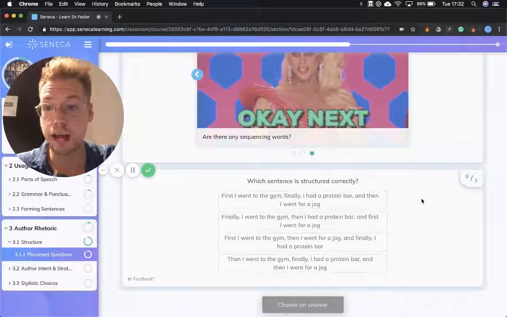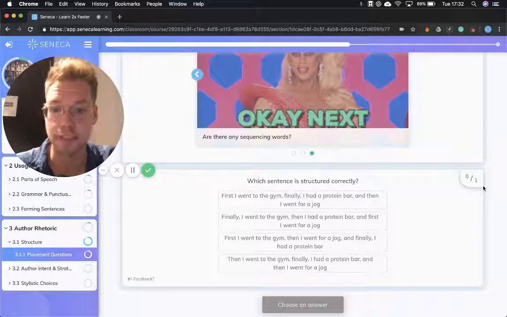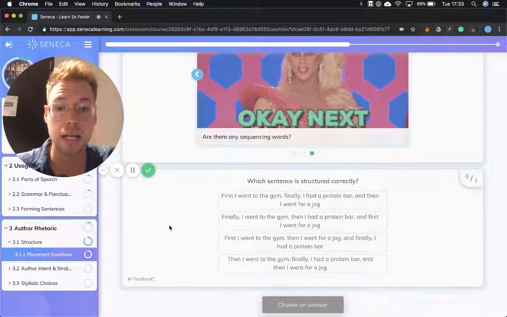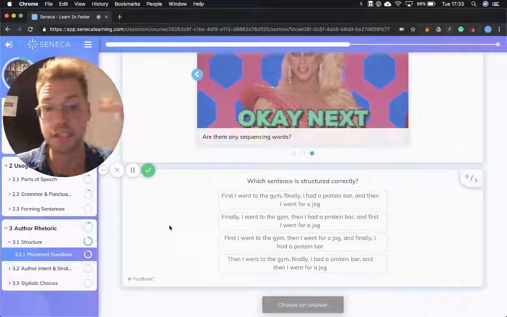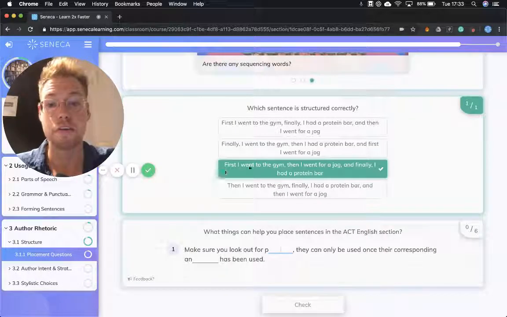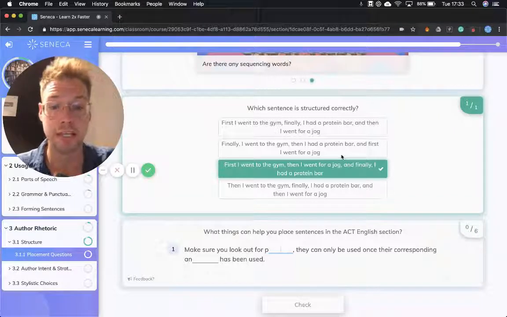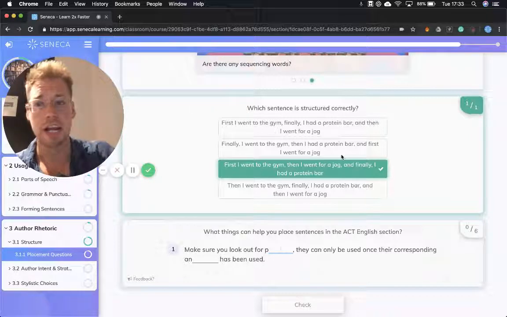All of the sentences contain "first", so unsurprisingly, that has to come first in the sentence. That means we can eliminate options 2 and 4, so we can choose between options 1 and 3. Now, option 1: first I went to the gym, finally I had a protein bar, and then I went for a jog. That is not a logical order of ideas. We're going first, finally, and then. Once you use "finally", you can't use "then". That means option 3 has got to be the right answer. First I went to the gym, and then I went for a jog, and finally I had a protein bar. Boom, awesome, groundbreaking, revolutionary, let's do it.